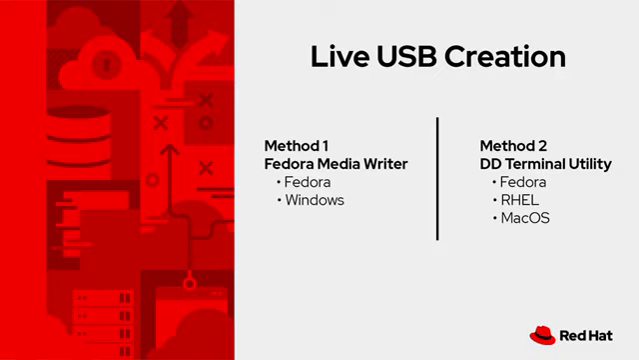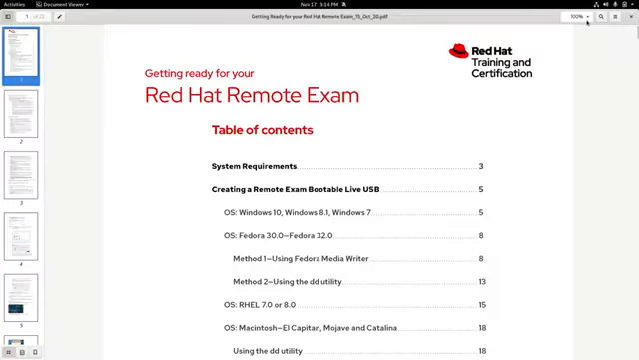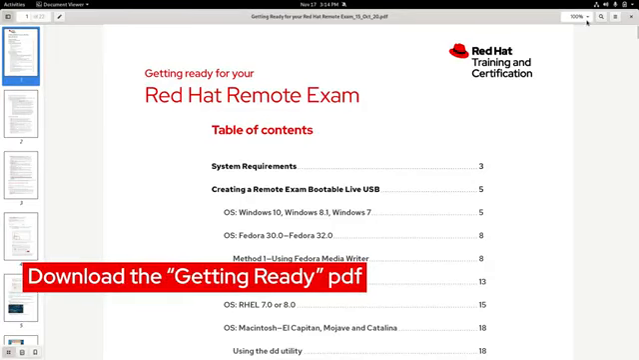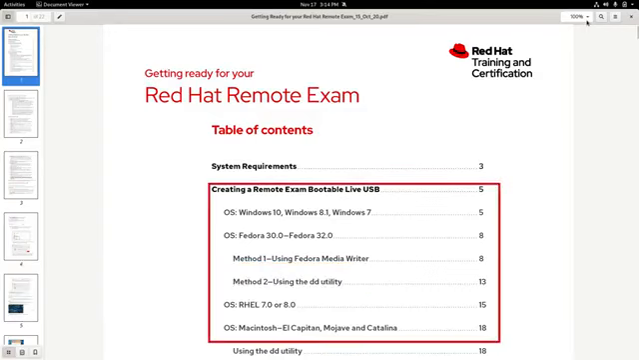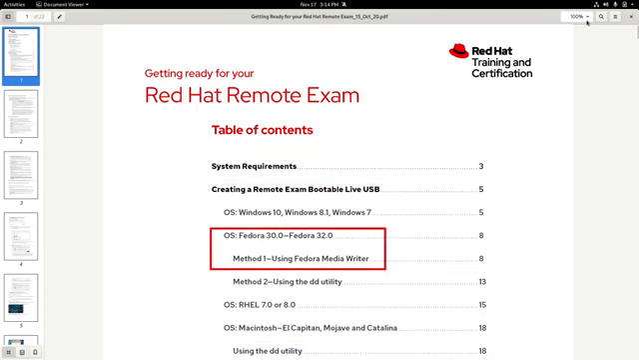No matter what system you're running, the first step is to download the Getting Ready for Your Red Hat Exam PDF, which can be found on either redhat.com or the Red Hat Learning Community. You'll see here in the PDF that there are instructions for various operating systems. I will demo both of these methods using Fedora.